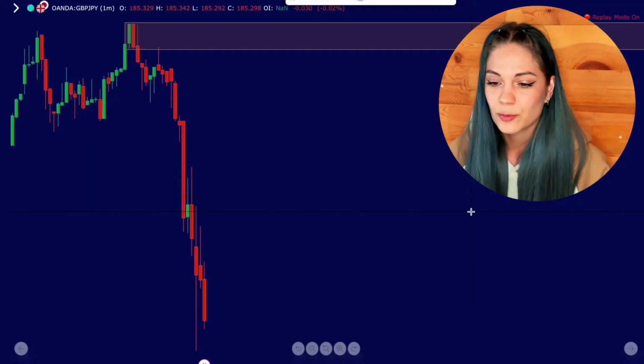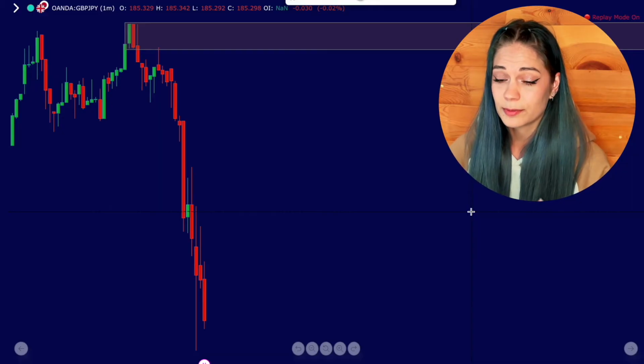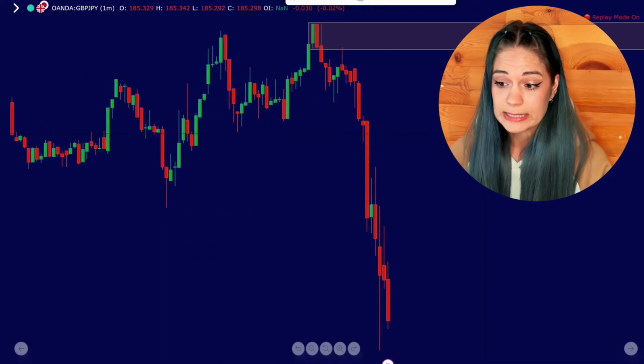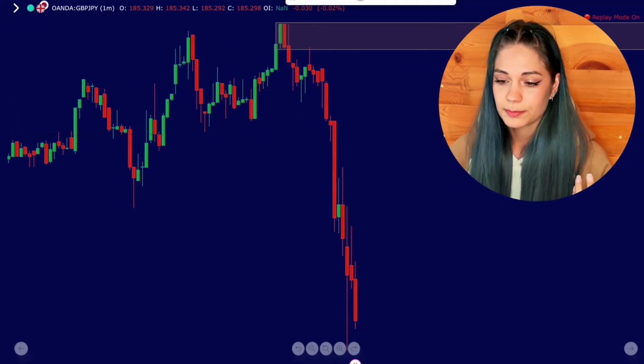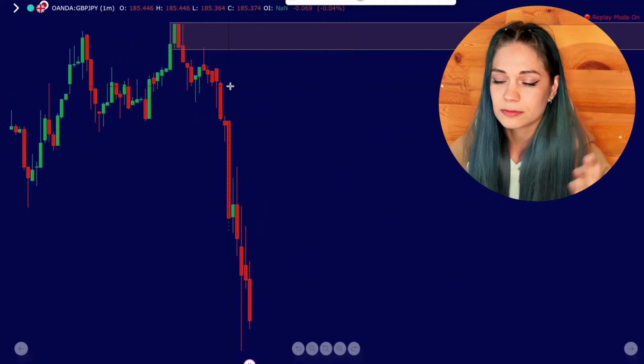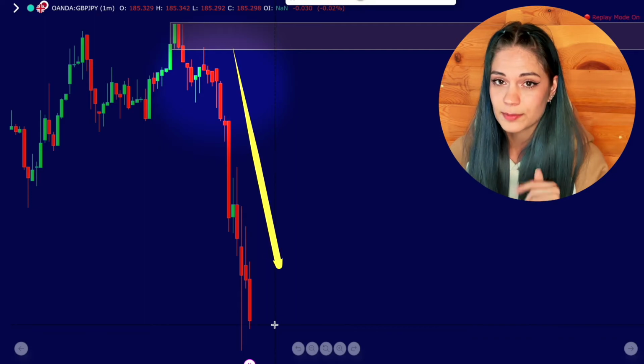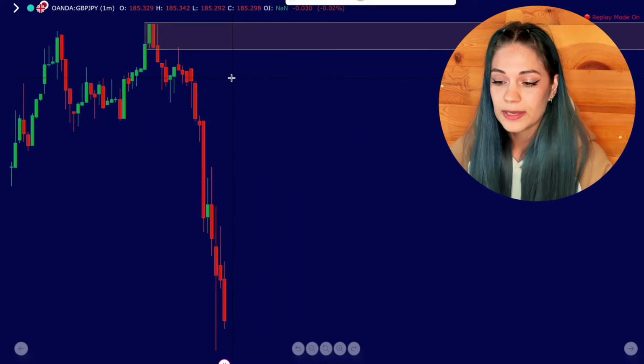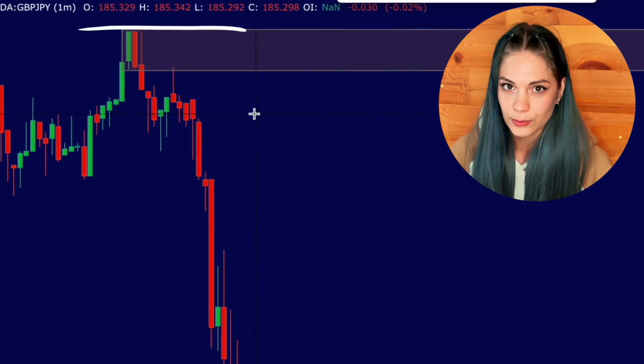So in this case, I opened the currency pair GBP/JPY, and we see that the price dropped abruptly and really suddenly, because before that the price was moving quite stably and then dropped, which means that potentially on top we have a supply zone, right?